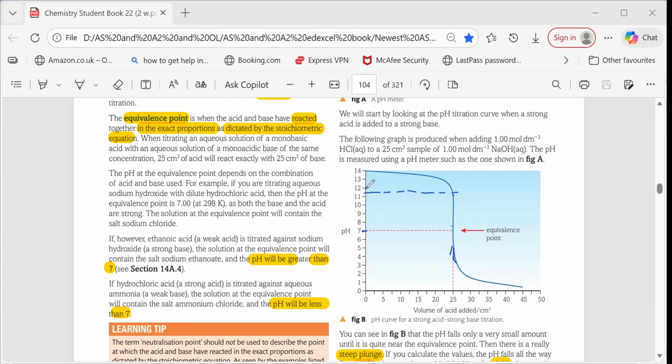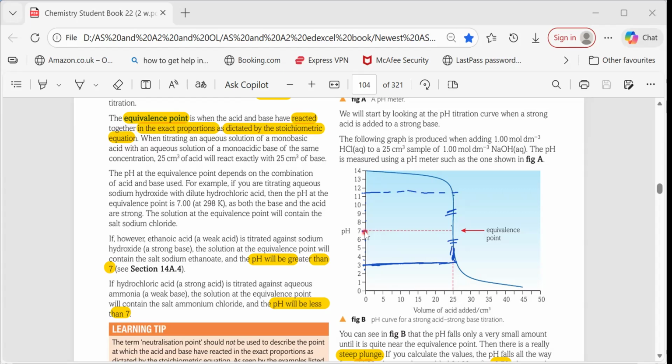If this is 11.5, so there is 1, 2, 3, 4.5. So here 1, 2, 3, 4.5. It's about that. But you will see that the 7 is in the middle. Always draw the pH at the equivalence point to be in the middle between the lower and the higher pH at which you draw the vertical line. The vertical line should be so that the pH at the equivalence point, here, is 7.